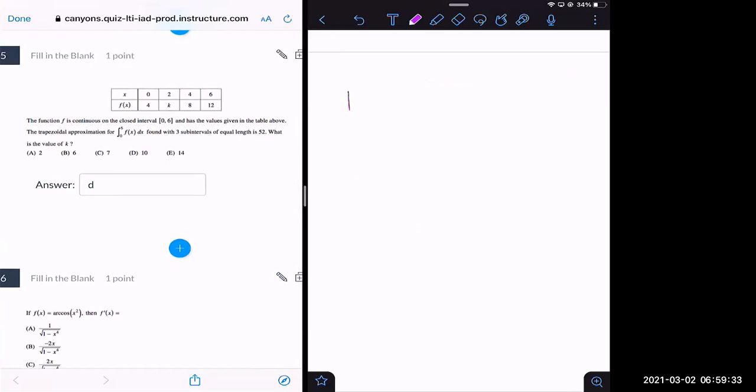I'm going to write this table so I can write on top of it. So I've got 0, 2, 4, 6, 4, K, 8, 12. So the first trapezoid has a width of 2. So it's like width times the average of the bases. So 4 and K are the two numbers I'm going to average together. And then I'm multiplying by 2 because that's the width.